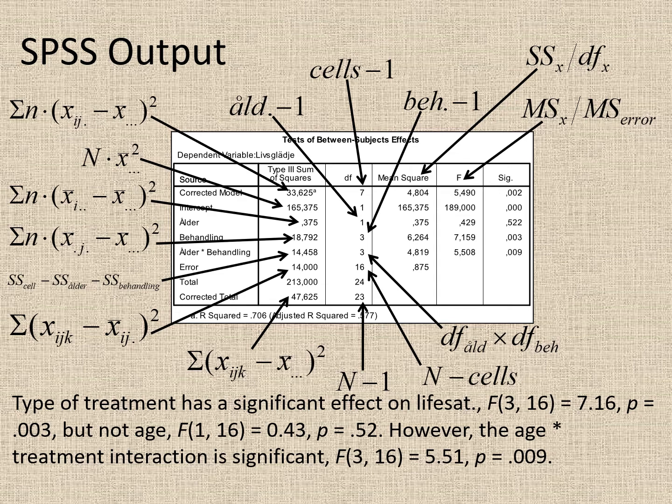So error sum of squares 14, error degrees of freedom 16. We divide the sum of squares with degrees of freedom, and we get the error mean square, 0.9. Error variance.